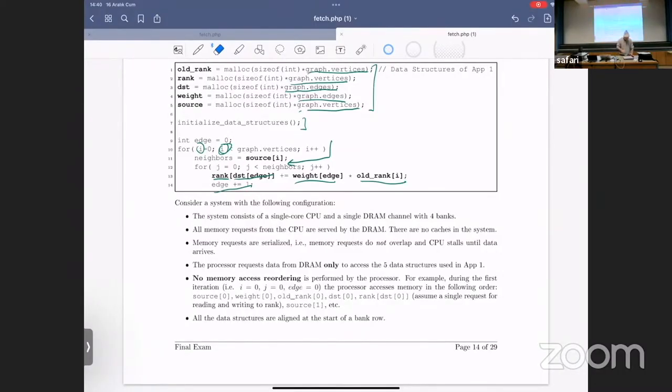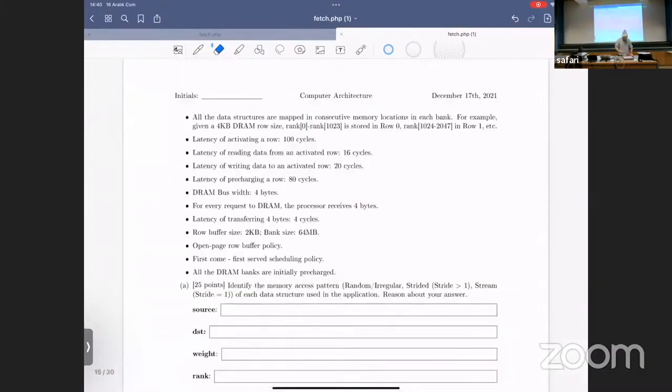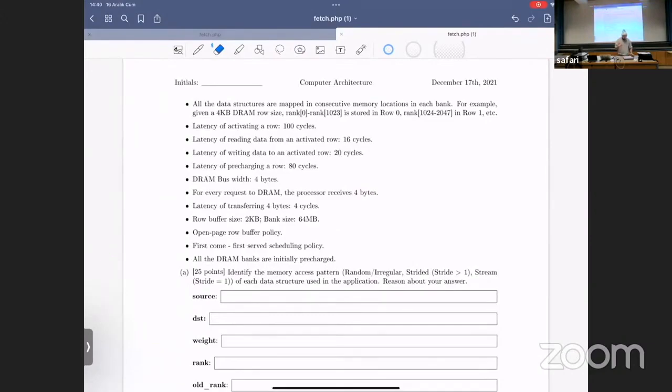So all the data structures are aligned at the start of a bank row. All the data structures are mapped in consecutive memory locations in each bank. If we have a 4 kilobyte DRAM row size, then rank 0 up to rank 1023, assuming that each element has 4 bytes, is stored in row 0. Rank 1024 up to 2047 is in row 1, etc.